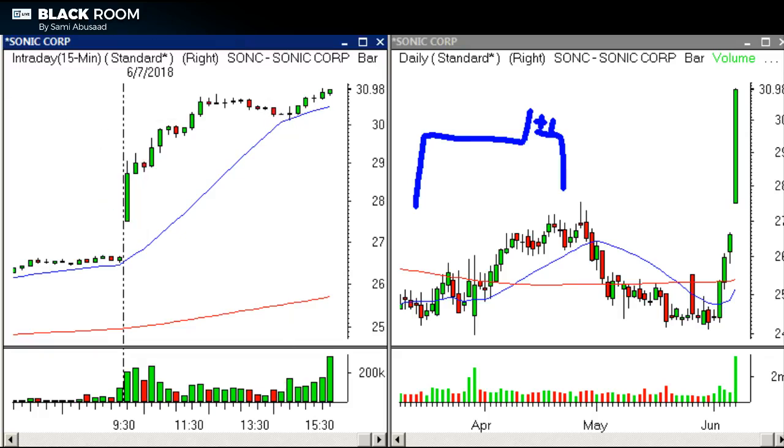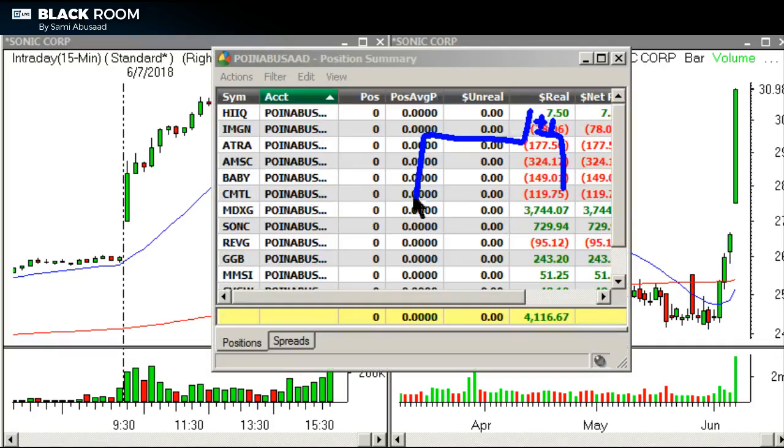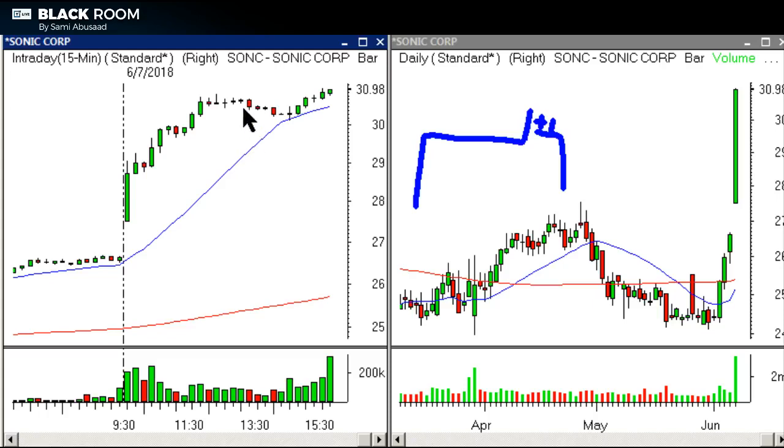So where is my P&L? Okay, so here it is. So I ended up making money on it, but it wasn't that much. But again, I was down initially, so that was actually okay on the Sonic.